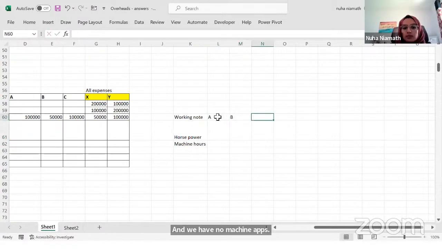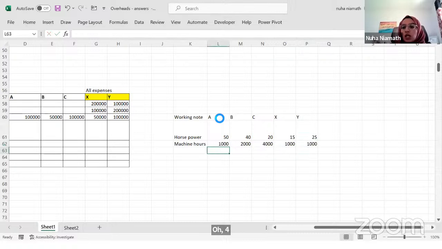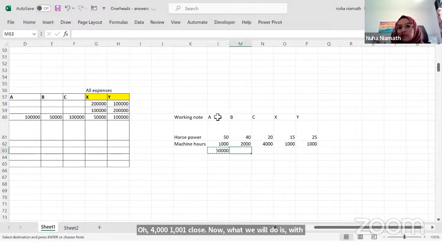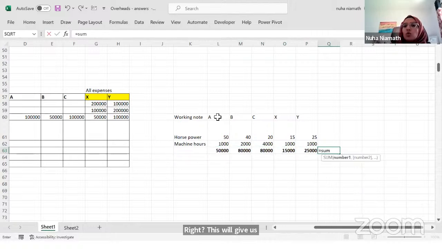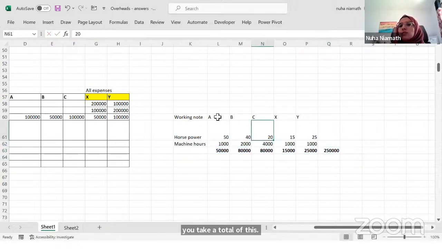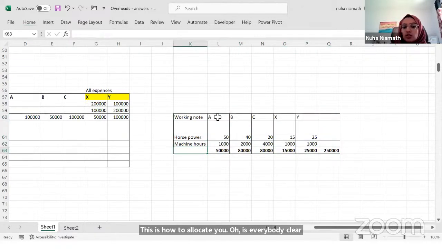If you look at it as A, B, C, X, Y, we have a horsepower of 50, 40, 20, 15, and 25. Correct? And we have machine hours of 1000, 2000, 4000, 1000, and 1000. Now what we will do is multiply these with each other. This will give us our basis for apportionment. Now you take a total of this and then you will come up with your basis of how to allocate your power. Is everybody clear with it? So this will be the ratio.